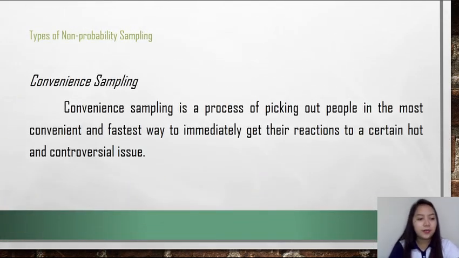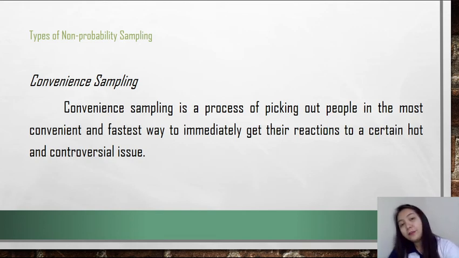The third one is convenience sampling. In convenience sampling, people are picked in the most convenient and fastest way to immediately get their reactions to a certain hot and controversial issue. For example, if there's a hot and controversial issue, such as the raising of the price of gasoline, the most convenient and fastest way of reaching people is by telephone, to be able to interview them at once.